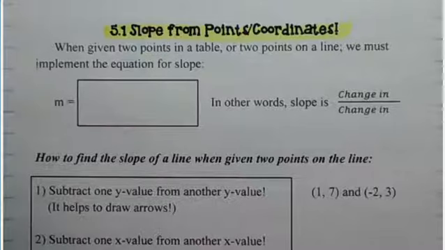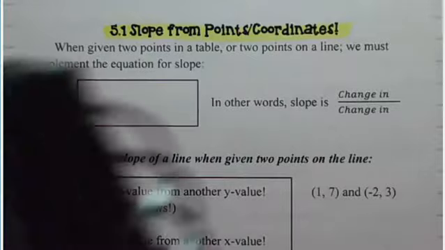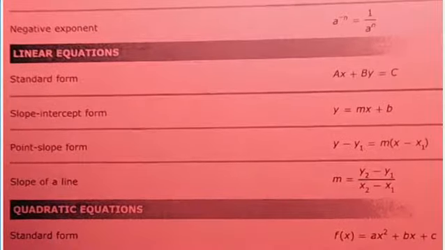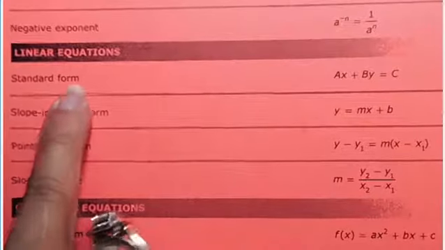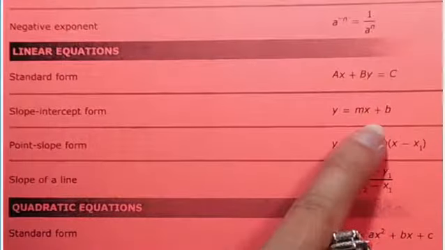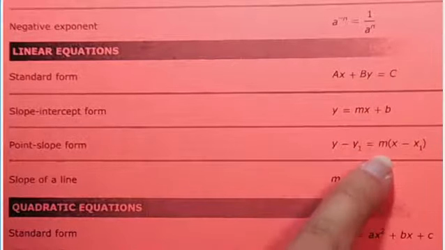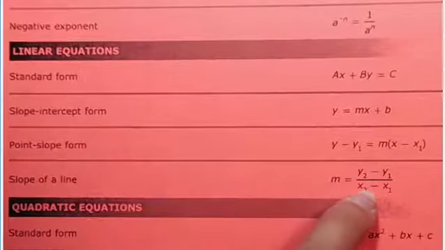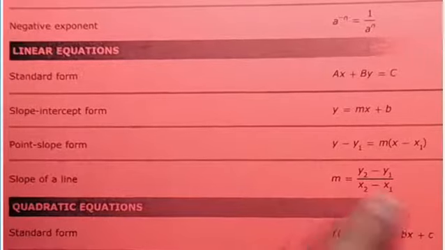What I want you to do is flip to the inside cover of your journal to our formula chart. When you get there, we're looking at the section that says linear equations. Okay, we don't know what standard form is quite yet. We know slope intercept. We don't know point slope. But this right here should be familiar to you from last year. The slope of the line: y2 minus y1 over x2 minus x1. Why do you think the y's come first over the x's? Well, let's see.